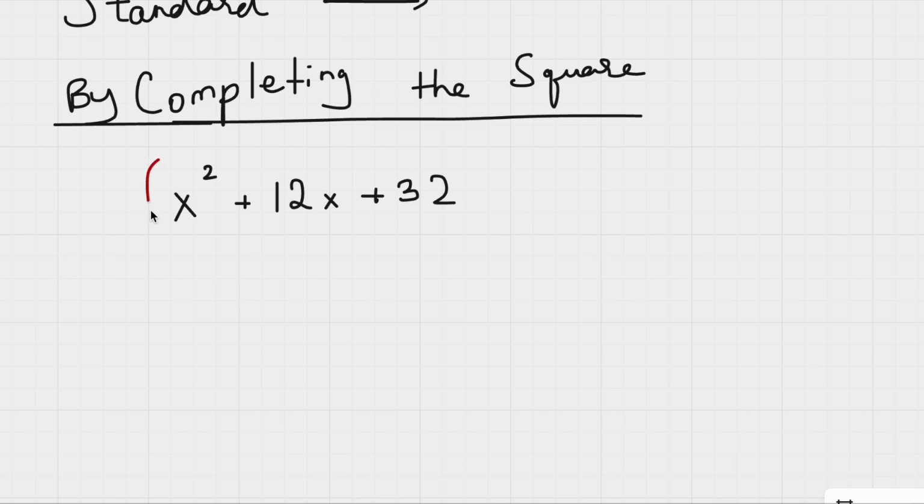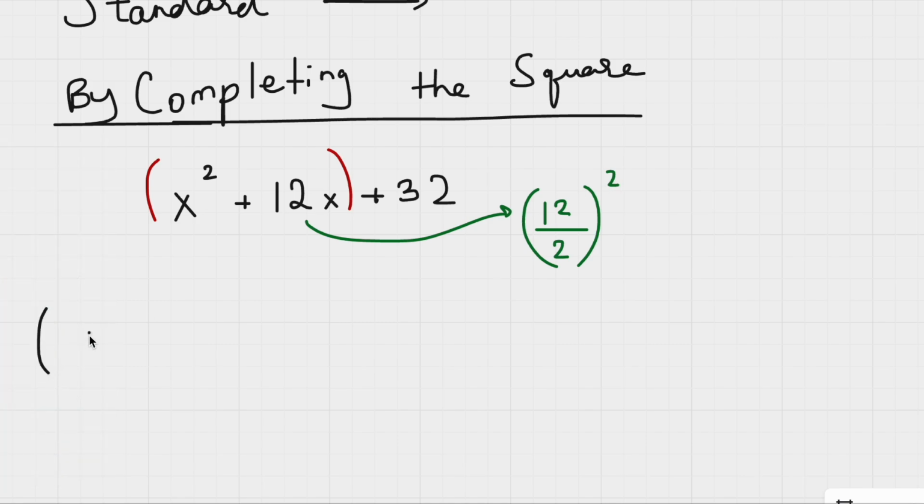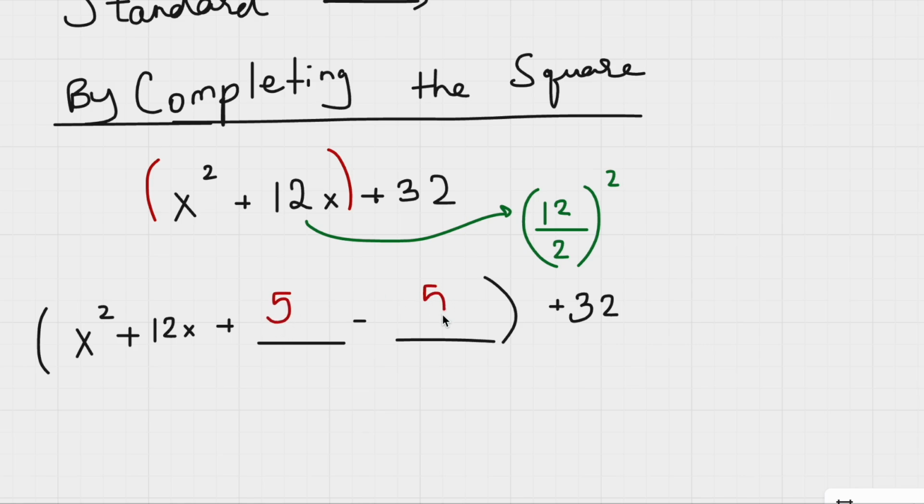So what we do is put brackets around the first two terms. They're going to be on their own. You're going to take your b value, divide it by 2, and square it. So your equation will now become x squared plus 12x, and we're going to leave a plus blank space minus blank space plus 32. In this plus and minus, imagine if I had plus 5 minus 5. Well, that would just cancel out to 0.